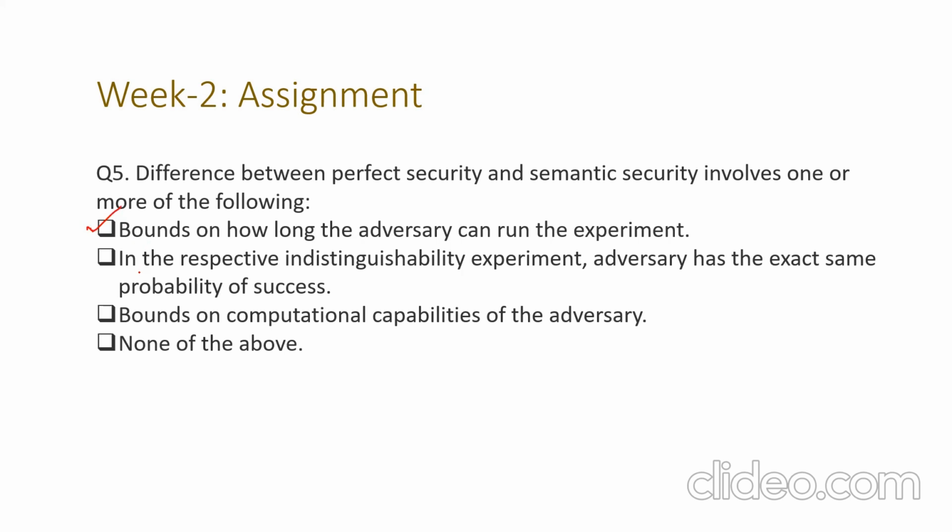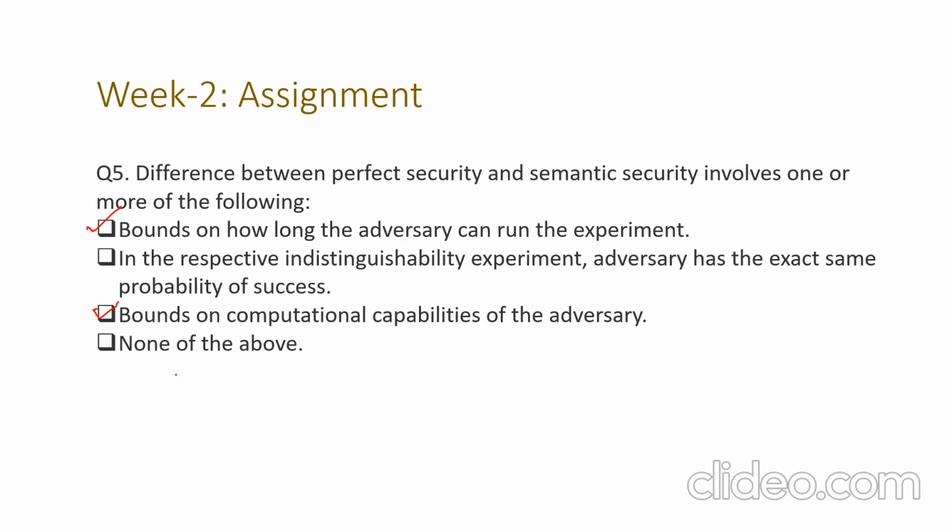The third option also says bounds on computational capabilities of the adversary, which is again true. The second option says in the respective indistinguishability experiment, the adversary has the exact same probability of success. Is this correct or not? Anyone would like to answer in the chat?